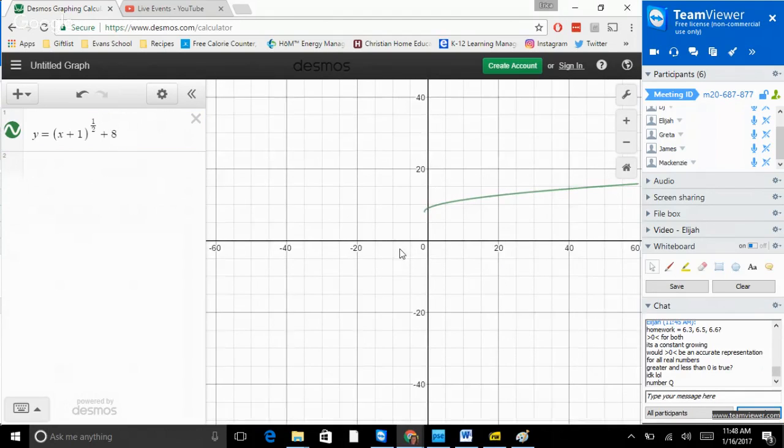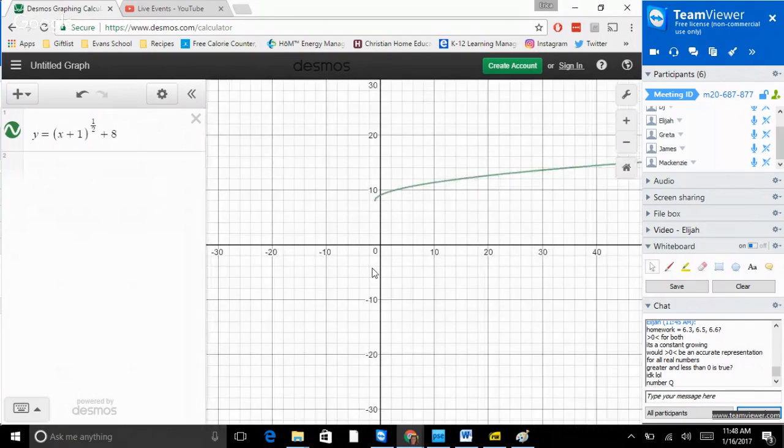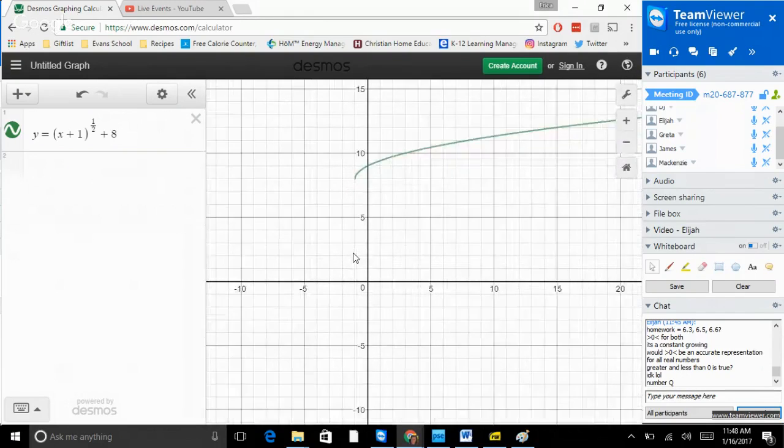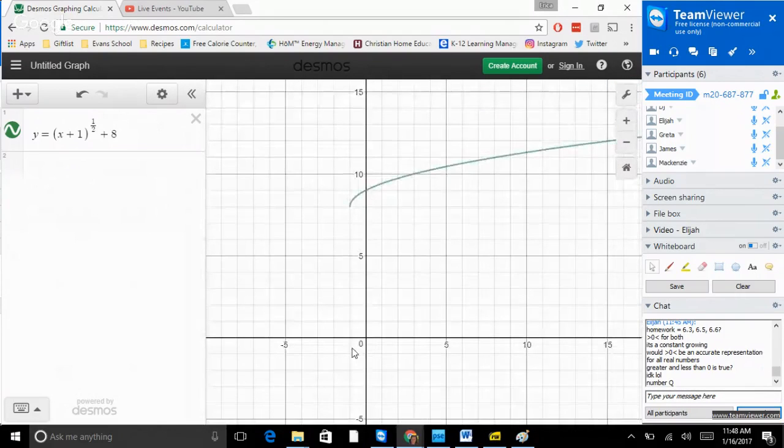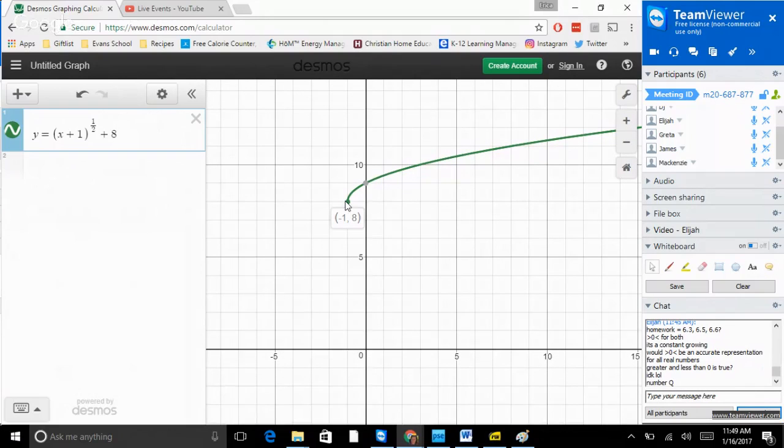So if we want to figure out what the domain and range is, we're going to have to do a little investigation here. Let me zoom in a little bit. Domain, remember, is all of your x values. And we want to see right here, where does this start? X equals -1, y equals 8.